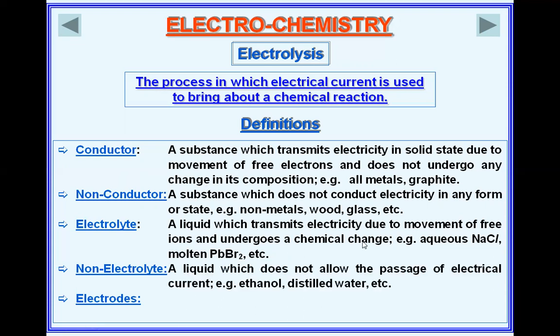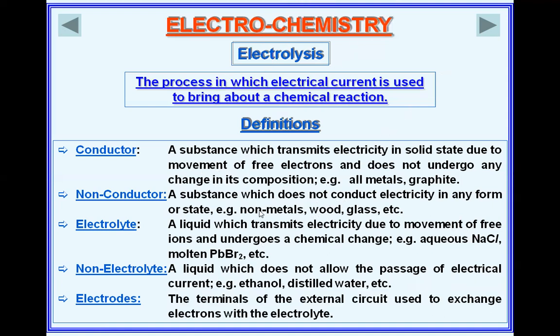Non-electrolytes are organic compounds like distilled water, ethanol, sugar solution, benzene, kerosene oil. They are non-electrolytes, so no chemical change occurs when electric current is passed through them. Electrodes are metals. They can be connected to an external circuit like a battery, positive and negative plates. So cathode and anode are collectively called electrodes.